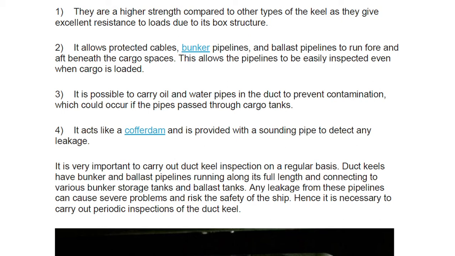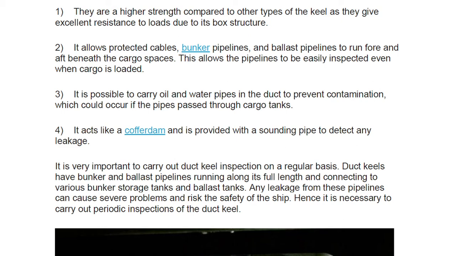because in other types of keel, the pipeline has to run from the tanks. So inspection of a cargo pipeline becomes a very difficult job. We are going to see that. But when it is running in a duct keel, then it can be inspected very easily, because we can make an entry even when the tank is fully loaded.